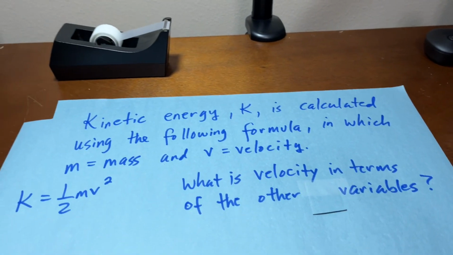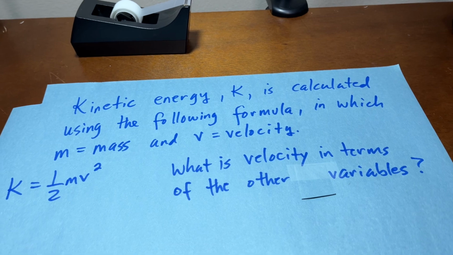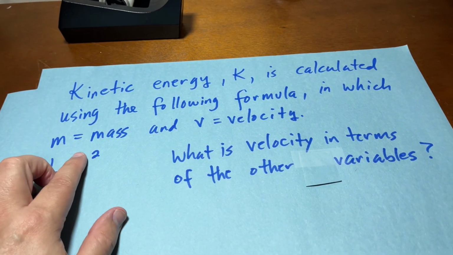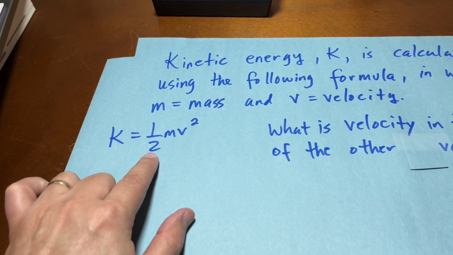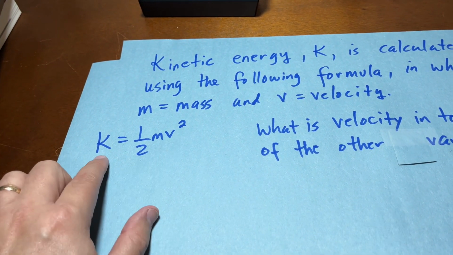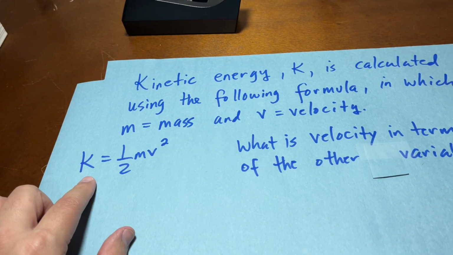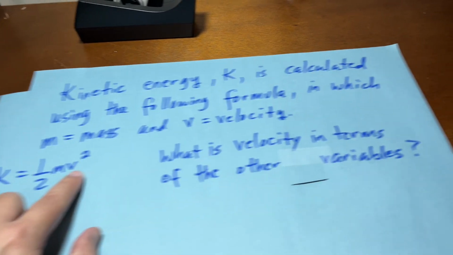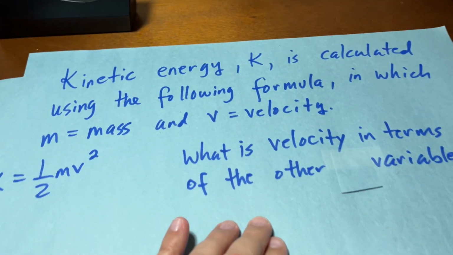All right, here's a little ACT math prep question. Kinetic energy K is calculated using the following formula, in which m equals mass and v equals velocity. So K equals 1/2 mv squared. Kinetic energy equals 1/2 the mass times the velocity squared. Here's the question: what is velocity in terms of the other variables?